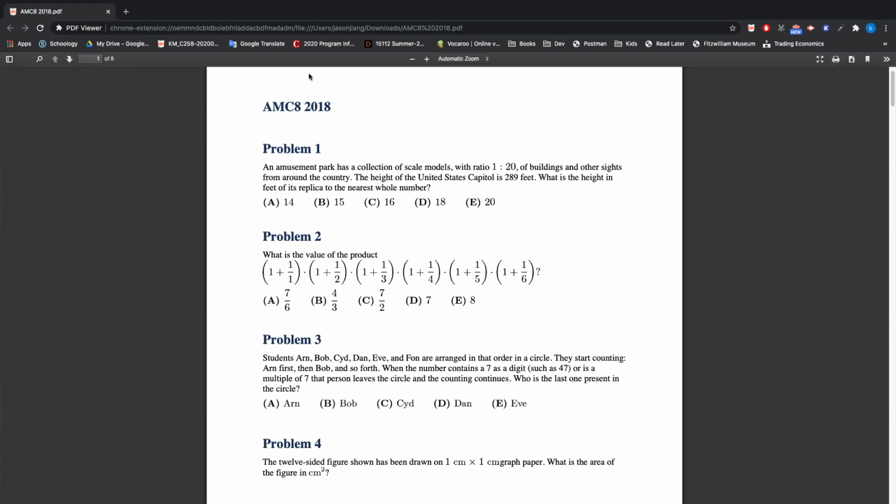All right, so we'll start with problem 1. We have an amusement park, does everyone have the problems? Actually, I should probably just make sure. I would send a file if I knew how to. Oh well. If anyone doesn't have the problems, just let me know. But you can also just follow along, obviously.